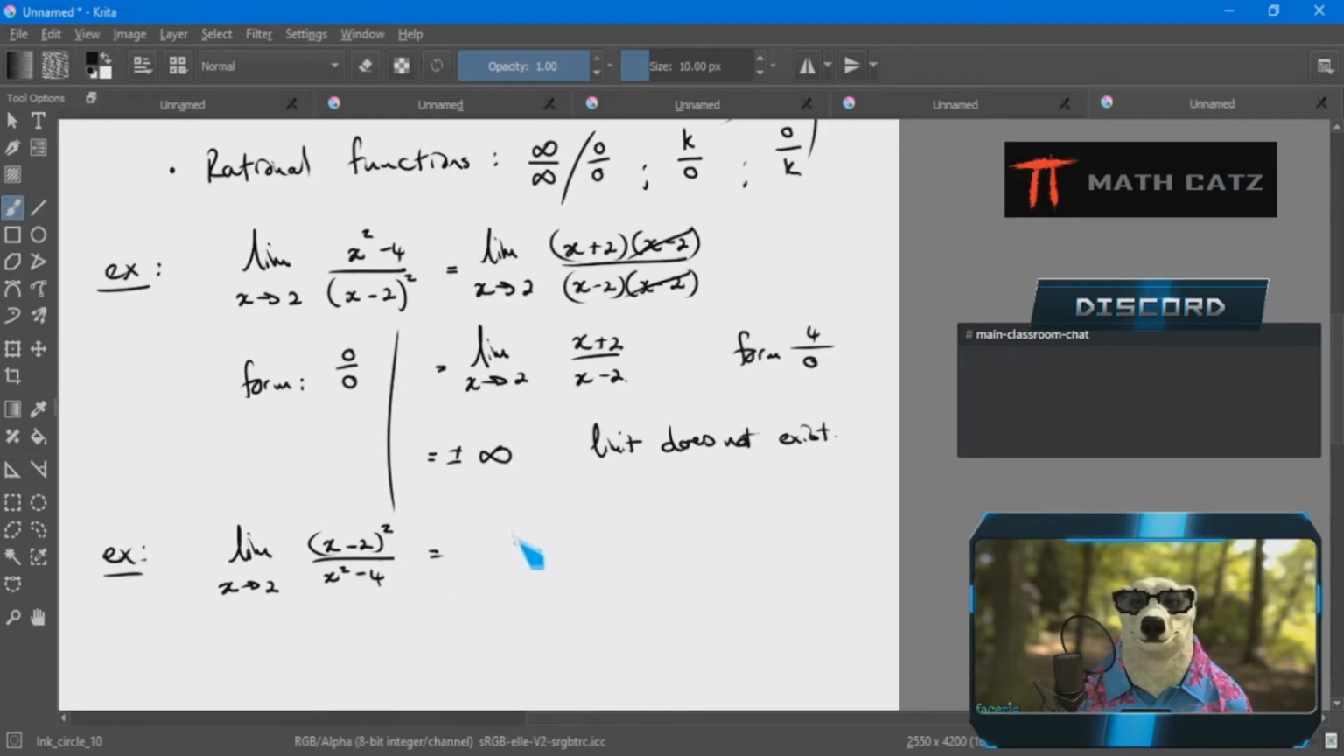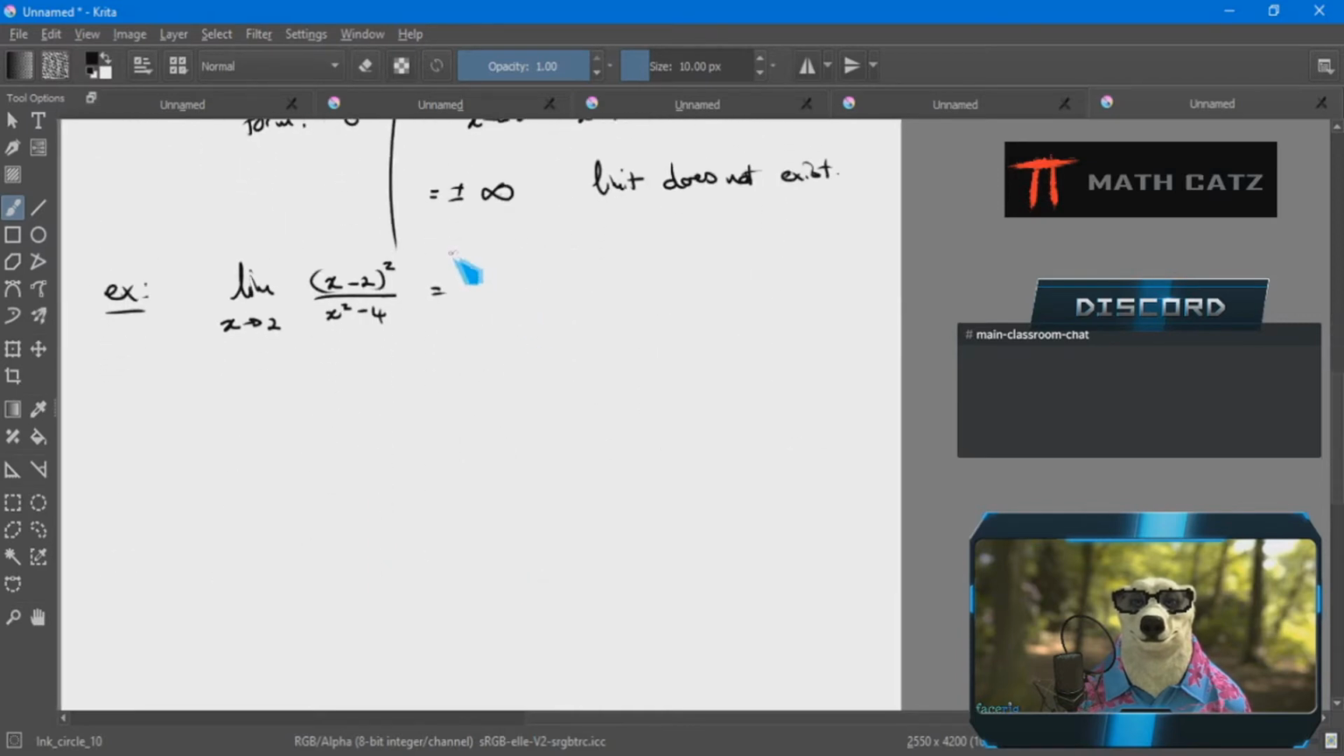Someone's motorbike in the background. Hopefully it's not too noisy. But let me know, I can close the door.